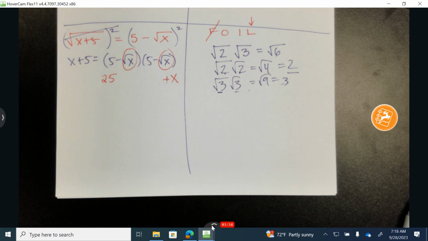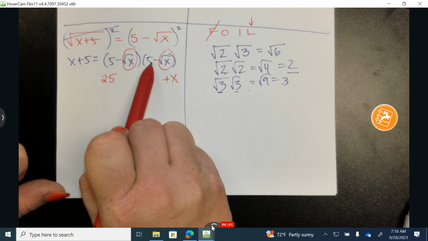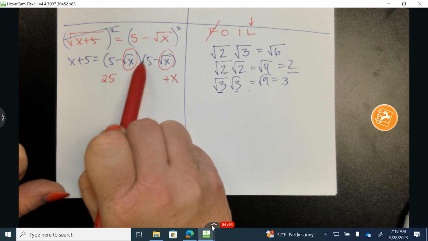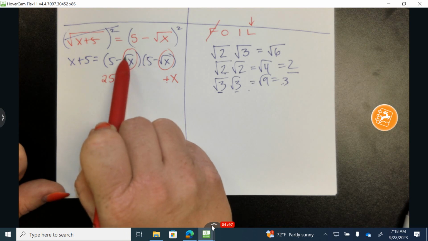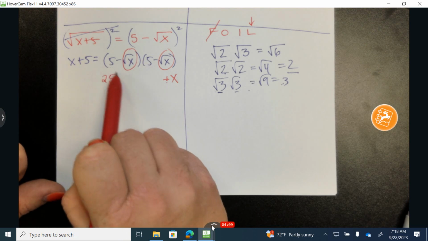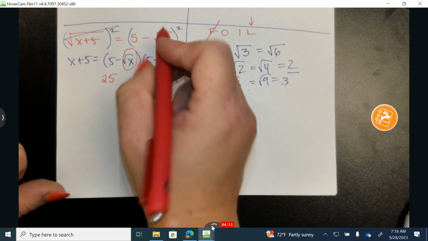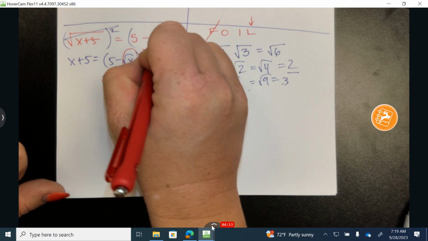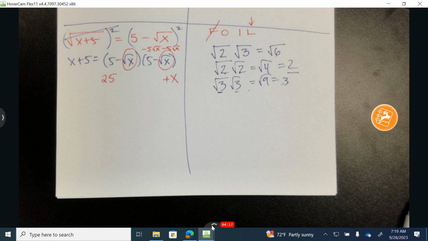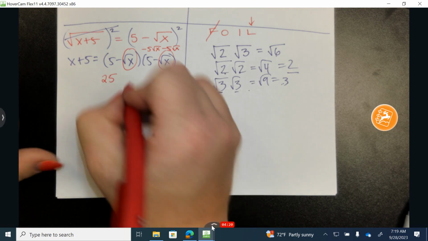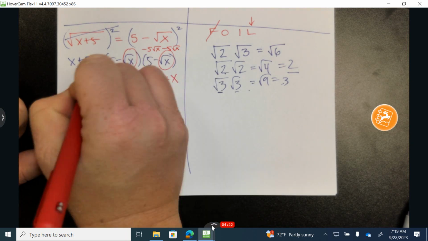Now here's another shortcut. You ready? I'm going to combine these in my head. So when I multiply here, I have negative the square root of x times 5. So that's negative 5 square roots of x. And here is 5 times negative square root of x. If you're a visual learner, that's negative 5 square roots of x and negative 5 square roots of x. I'm not multiplying them, I'm combining them. I'm adding these two negatives to end up with negative 10 square roots of x.